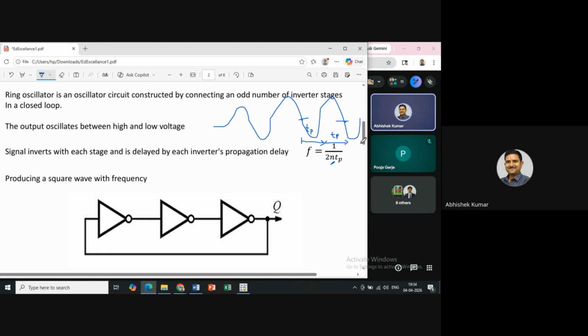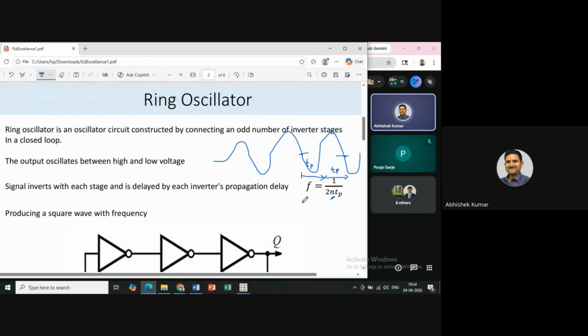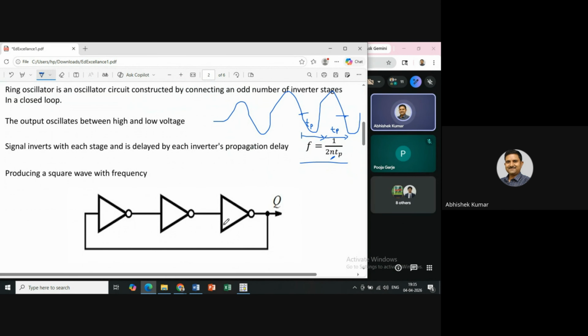So all this frequency is always based on this formula: F equal to 1 upon twice of n into tau of p. Because you know frequency is the inverse of the time period, where the time period is a lower path and a higher path, which makes twice of n inverter stages, or the propagation delay of the discharging and charging path, times the number of inverting stages.